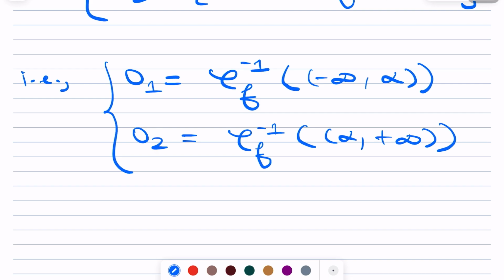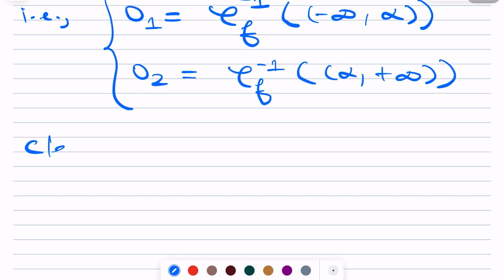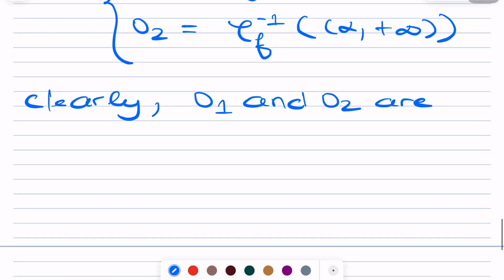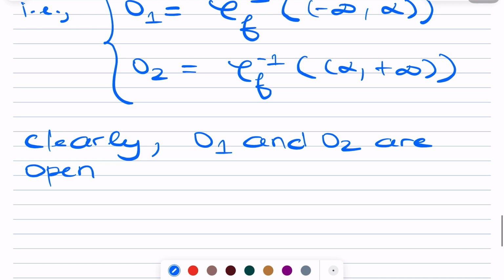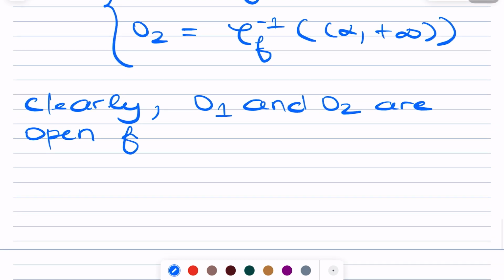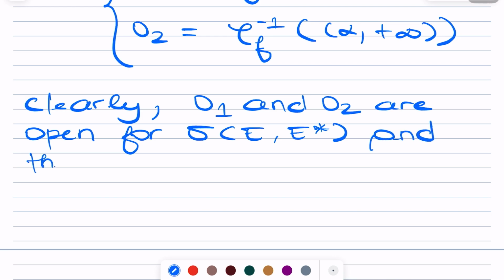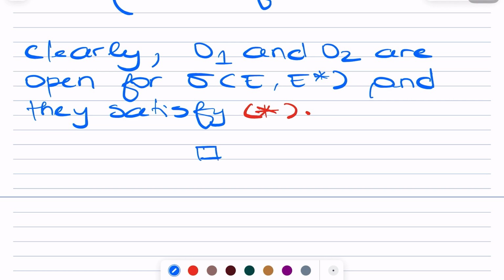So clearly, O1 and O2 are disjoint, and open first, right? As the preimage of an open set via a continuous map. O1 and O2 are open for the weak topology σ(E, E*), right? And they obviously satisfy star. Good. And this ends the proof. Okay.